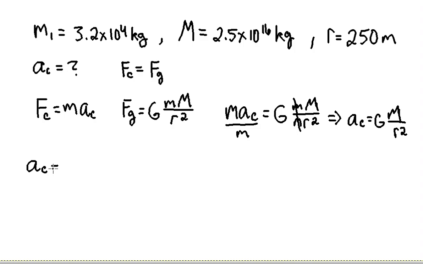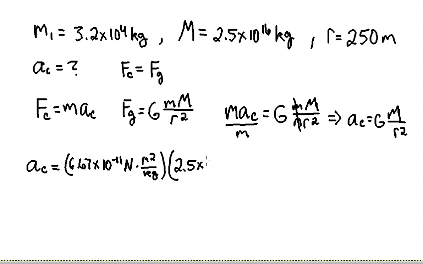All right, so the centripetal acceleration is equal to 6.67 times 10 to the negative 11 newtons times meter squared divided by kilogram squared, multiplied by the mass of the object, 2.5 times 10 to the 16 kilograms, divided by the radial distance squared, which is 250 meters.